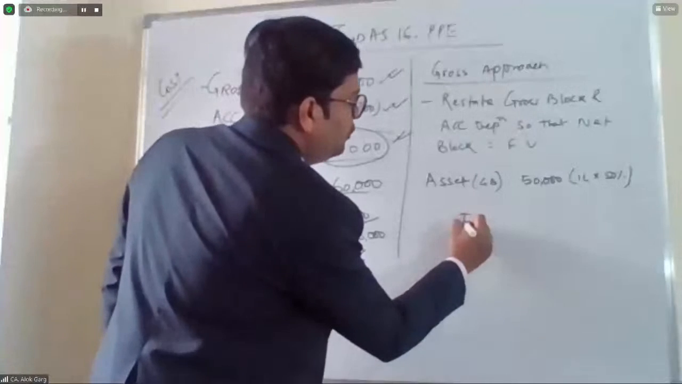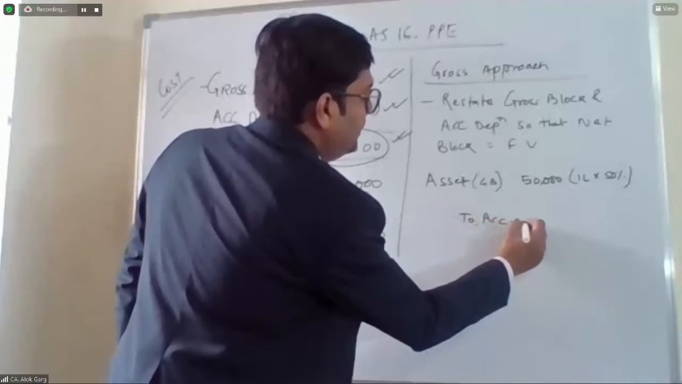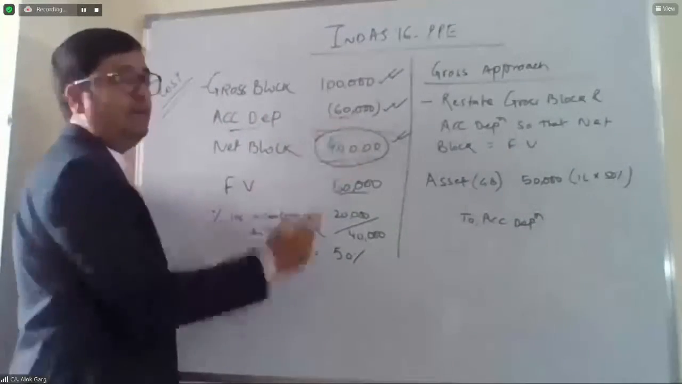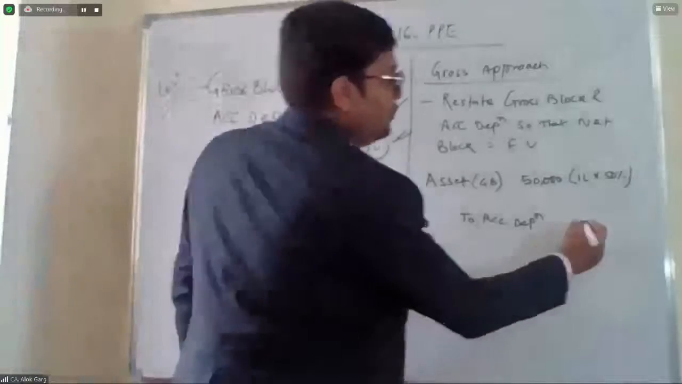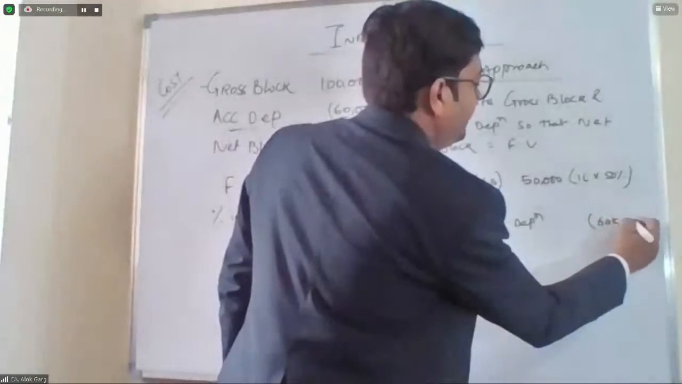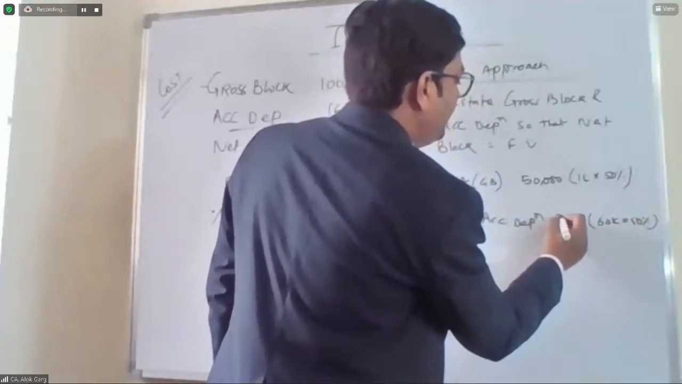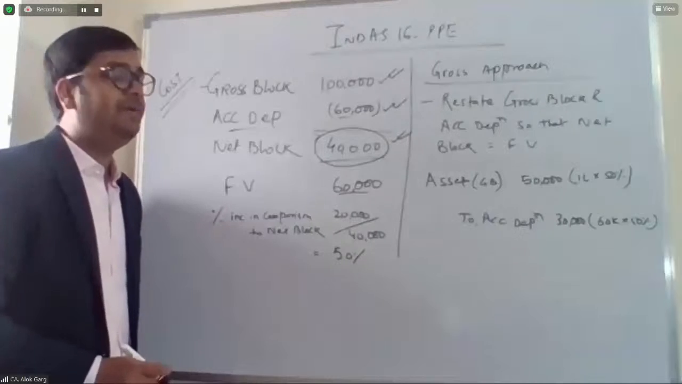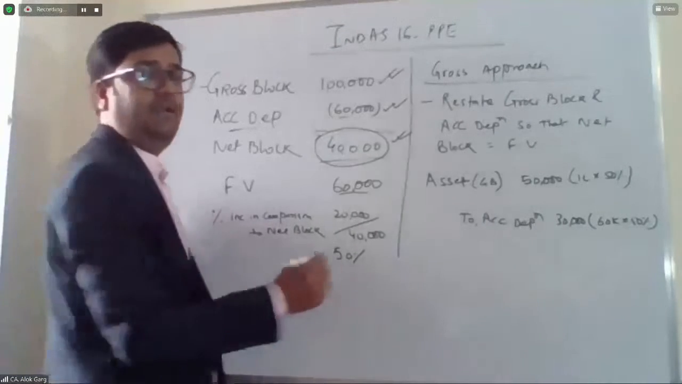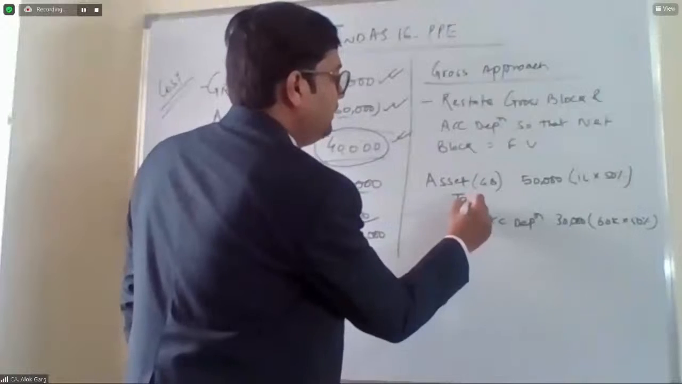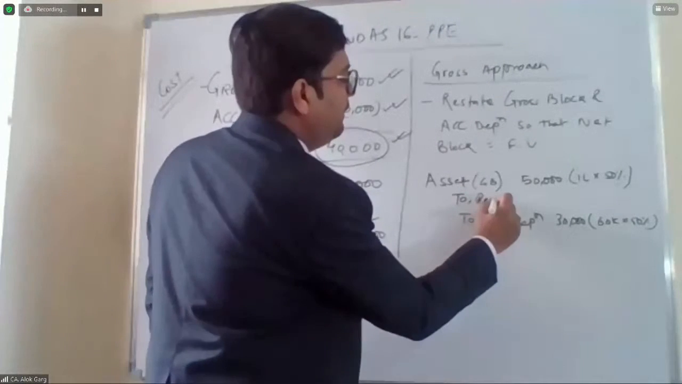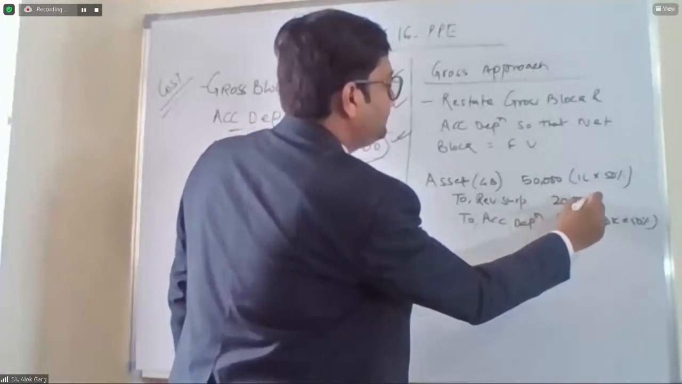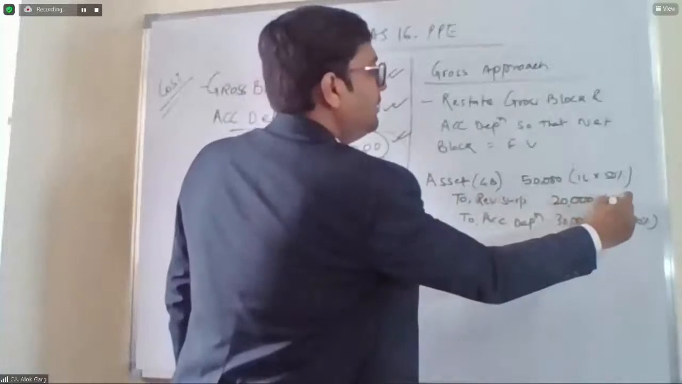Then credit to accumulated depreciation. So we are restating the accumulated depreciation also by 50%. What is the accumulated depreciation here? It is 60,000. So 60,000 multiplied by 50%, how much will it come? 30,000. So we have debited 50,000 and credited 30,000. So what is the difference? The difference is 20,000. This difference will go to revaluation surplus, OCI, 20,000 credit. This is the balancing figure.